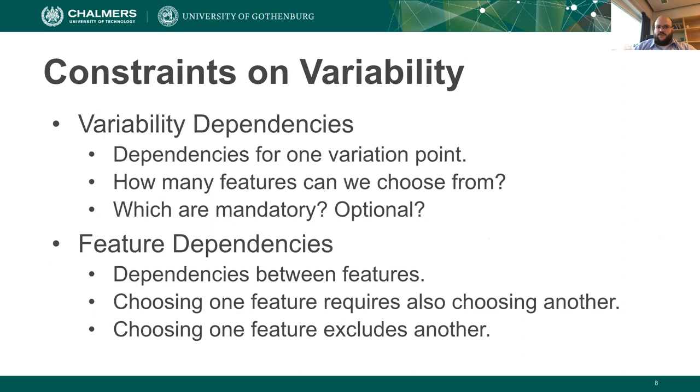So not all feature selections are valid and specific, meaningful final products. And two types of dependencies are used to decide what is a legal selection. First are variability dependencies, and these are how we denote the different choices, the different features that are possible to fill a variation point, right? This generally refers to the number of features that can be selected at the same time. If we have three options, can we choose all three at once, or do we only choose one of those three?